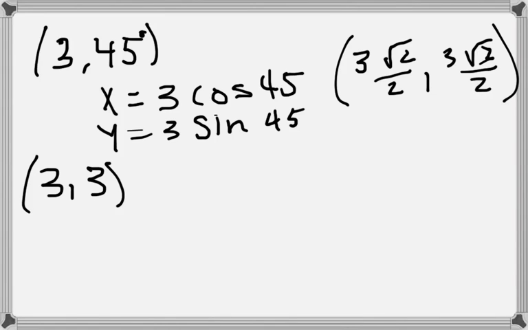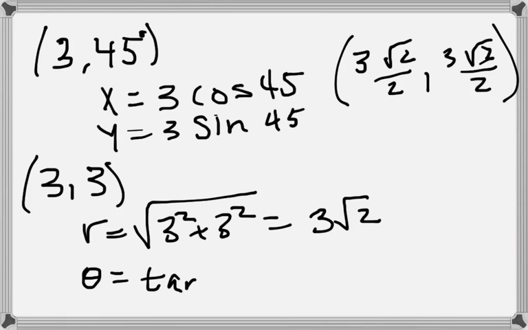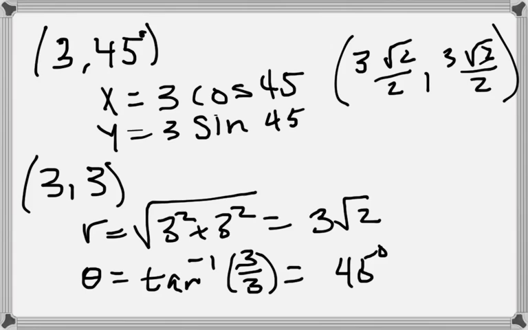For 3, 3, I could cheat on this one, but let's go ahead and do the formulas. r is going to be equal to the square root of 3 squared plus 3 squared, which is the square root of 18, or 3 square root of 2. And theta is going to be tangent inverse of 3 over 3. That one's easy. Tangent inverse of 1 is just 45 degrees. So my coordinate would be 3 square root of 2, 45.